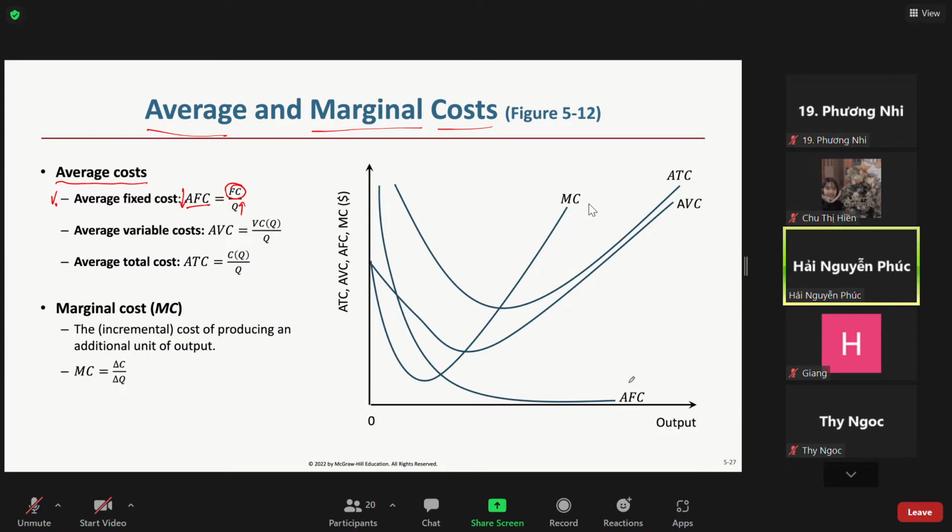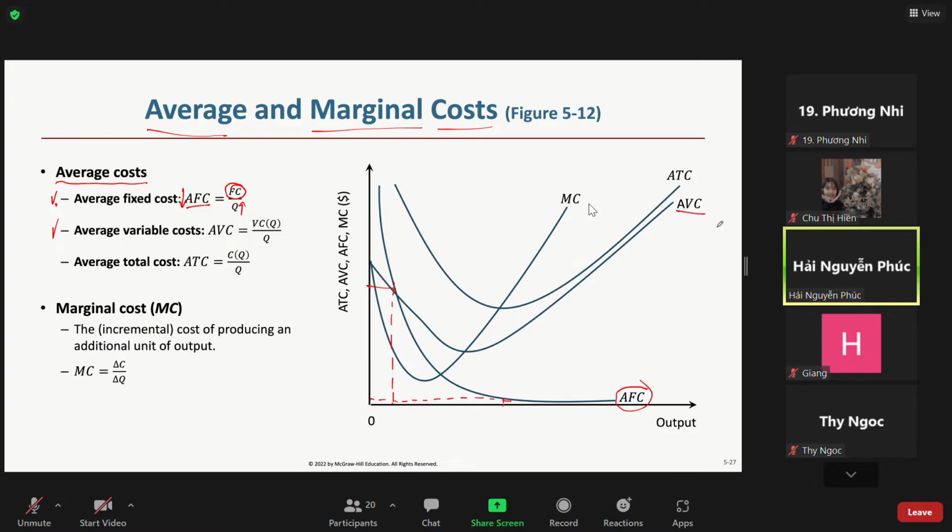Okay, so the AFC on the graph looks like this. At small quantity, right? We are going to have to bear quite a high AFC. But if we can increase the scale of production, then the AFC would be quite small. Right? The second concept here we have is AVC, average variable cost. It is equal to VC divided by Q, and it looks like this.